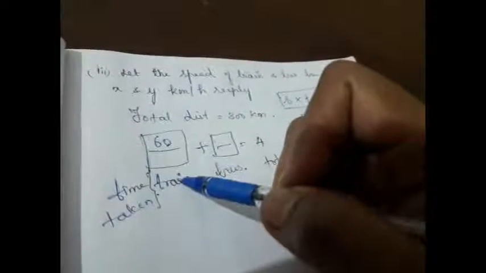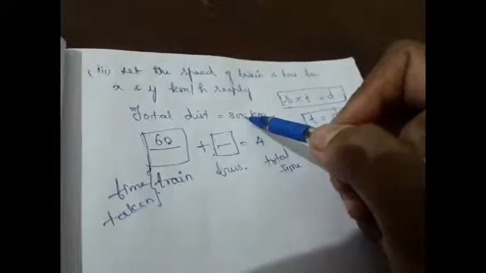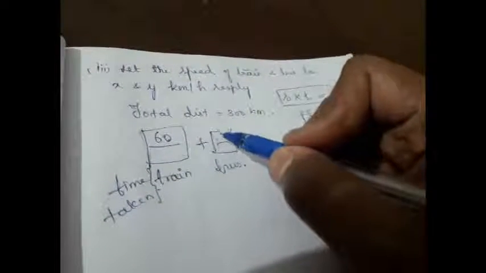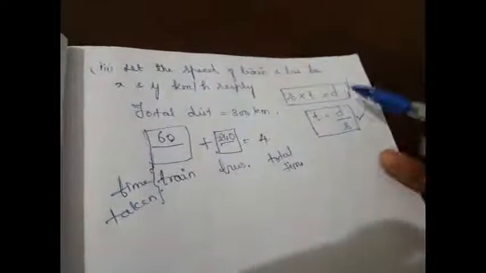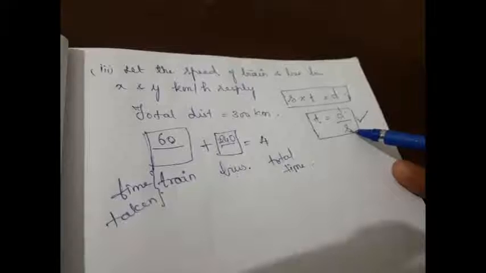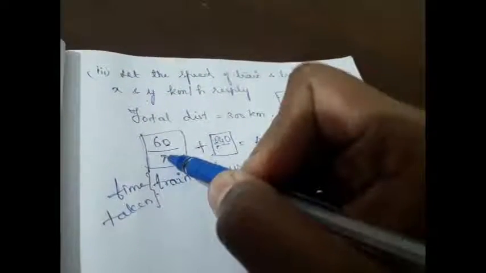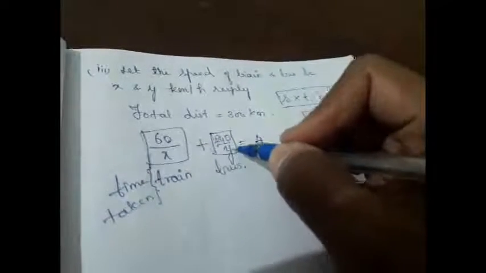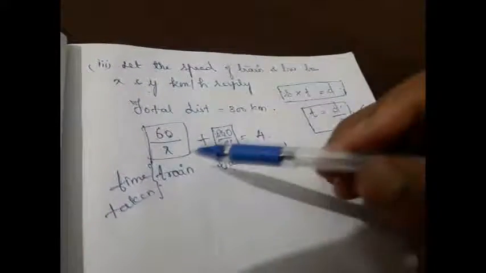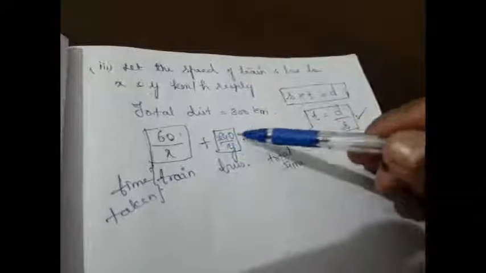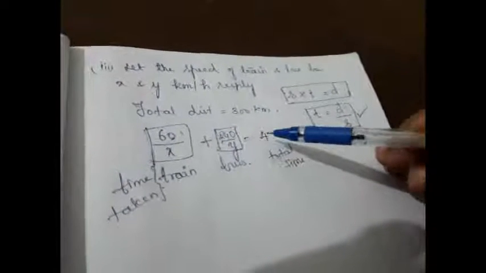So what will be the remaining? 60 km she travelled through train. So what will be the remaining? 300 minus 60 will be 240. So 240 km she travelled through bus. So distance divided by speed. What is speed here? Speed of train we have assumed as x and speed of bus we have assumed as y. Therefore 60 by x plus 240 divided by y equals 4. This is our first equation.